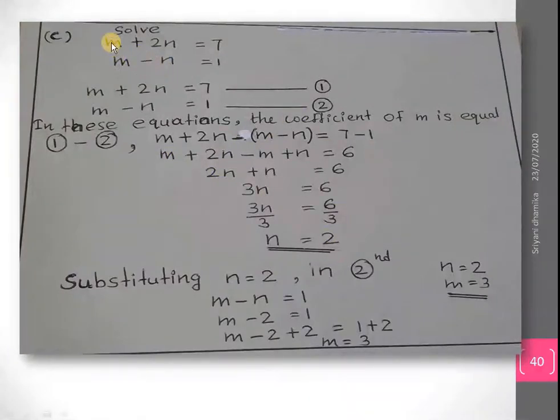Now here is a pair of simultaneous equations: m plus 2n equals 7, m minus n equals 1. You can see the coefficients of n are different values, but the coefficient of m is equal, so we can eliminate the term m. Both are positive values, so do subtraction to eliminate this term. When we do subtraction, there should be a bracket. Then you can follow these steps and find the value of n and m.